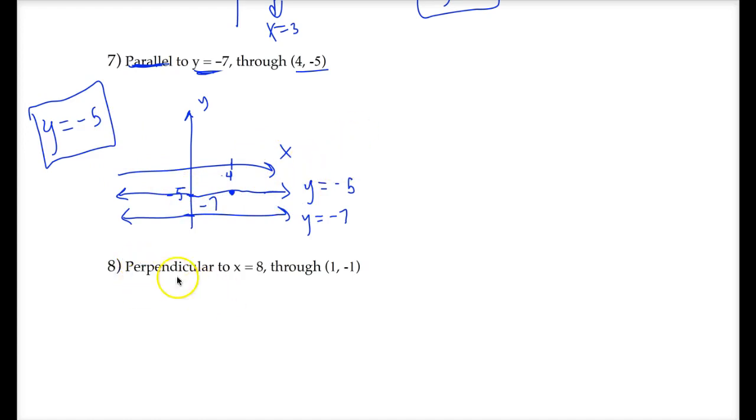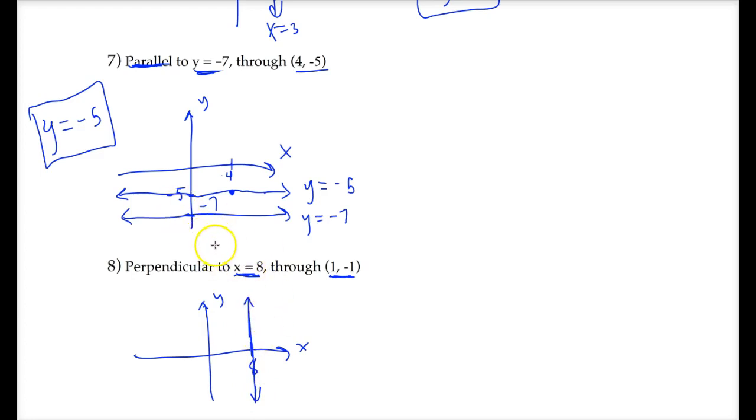So if we look at number 8, we see that now we're dealing with trying to find an equation of a line that's perpendicular to x equals 8, and it goes through this point (1, -1). So again, if we draw what x equals 8 looks like, of course, it's a vertical line.